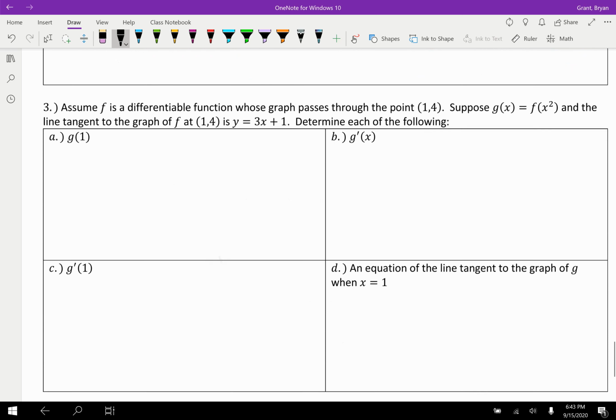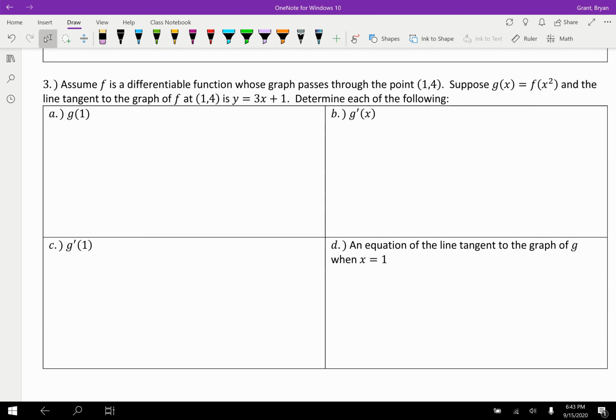Last but not least, assume f is a differentiable function. What does differentiable even mean? We haven't even talked about that word. Well, that's crazy. Differentiable means able to be differentiated. And you're like, oh, okay, did you just use the words in their own definition? Yes, I did. Able to be differentiated. Well, if you differentiate something, differentiating means take the derivative. So able to be differentiated means you are able to take the derivative.